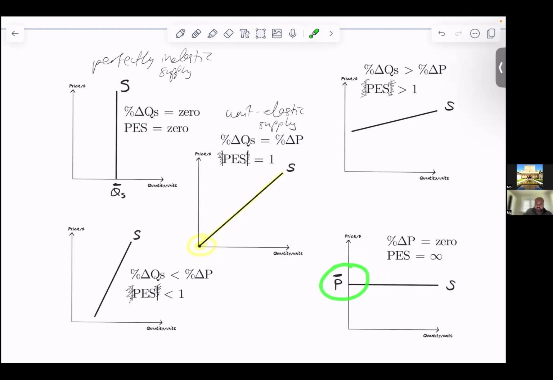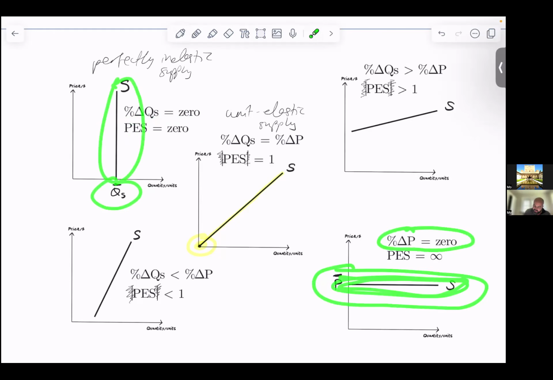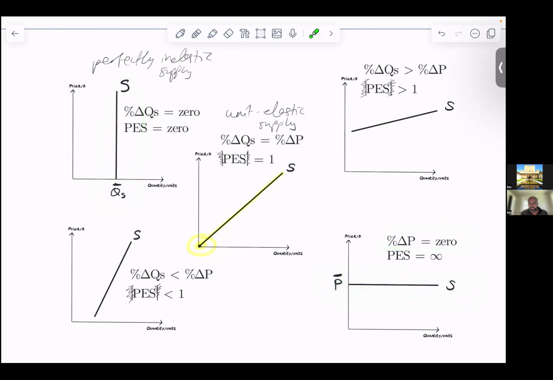If price is fixed, the curve will be horizontal. If quantity is fixed, the curve will be vertical. So when price is fixed, the percentage change in price is 0. Okay? When you divide percentage change in quantity by 0, that means PES will be equal to infinity. In that case, we say this is perfectly elastic supply. Now, those three cases that I've covered are theoretical to a certain extent, okay?